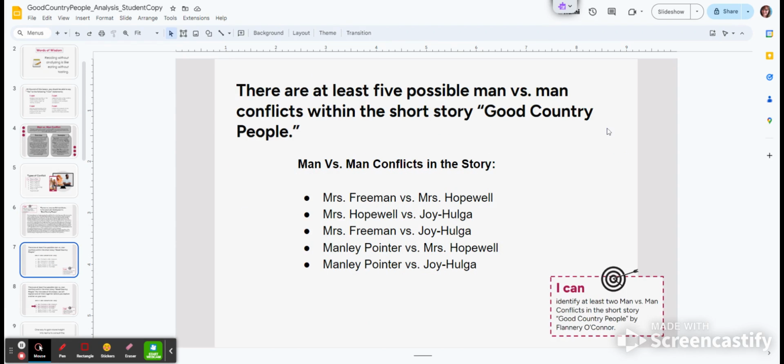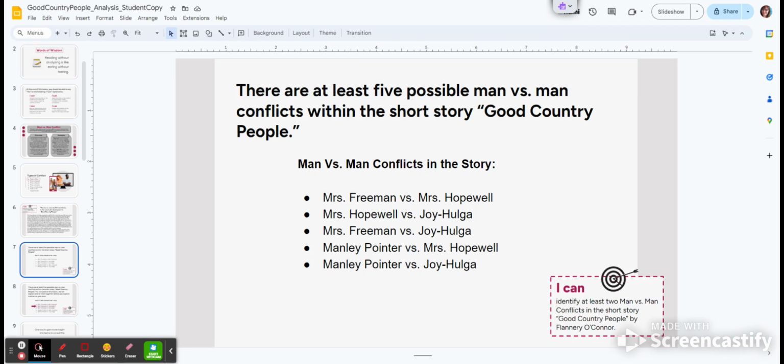So there are at least 5 possible man versus man conflicts within the short story Good Country People. And I want you to be able to identify at least 2 of those. So there's Mrs. Freeman versus Mrs. Hopewell. There's Mrs. Hopewell versus Joy Hulga. There's Mrs. Freeman versus Joy Hulga. There's Manly Pointer versus Mrs. Hopewell. Manly Pointer versus Joy Hulga. Those are the man versus man conflicts.